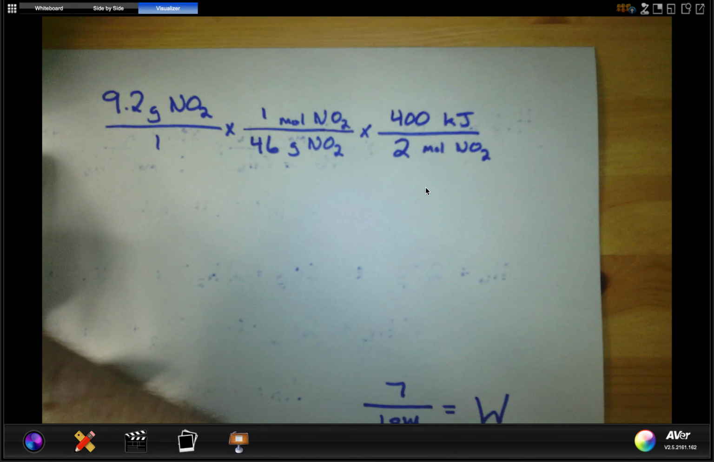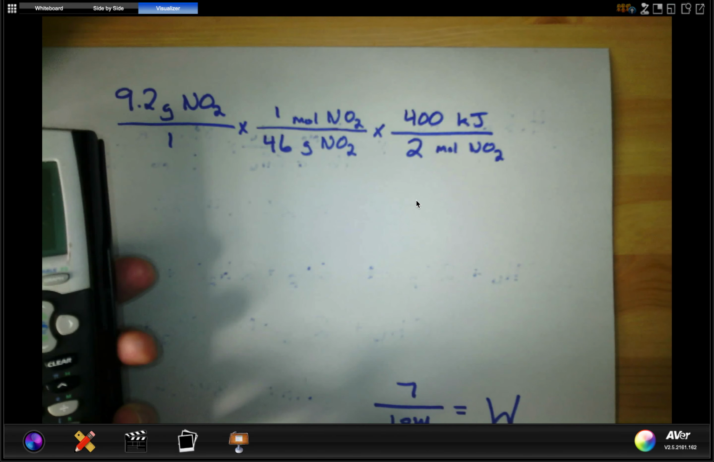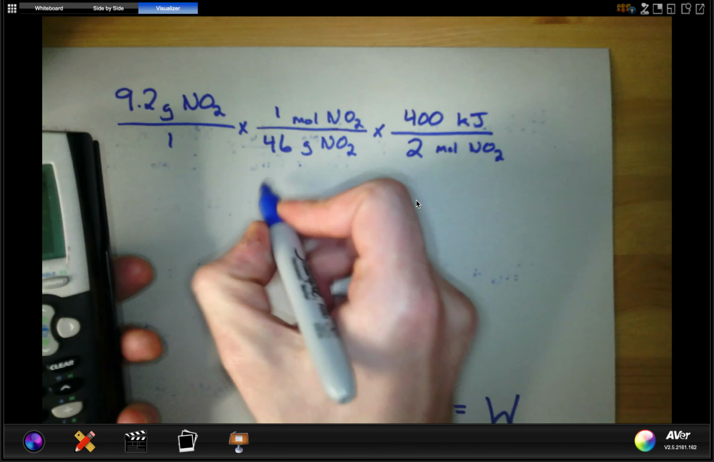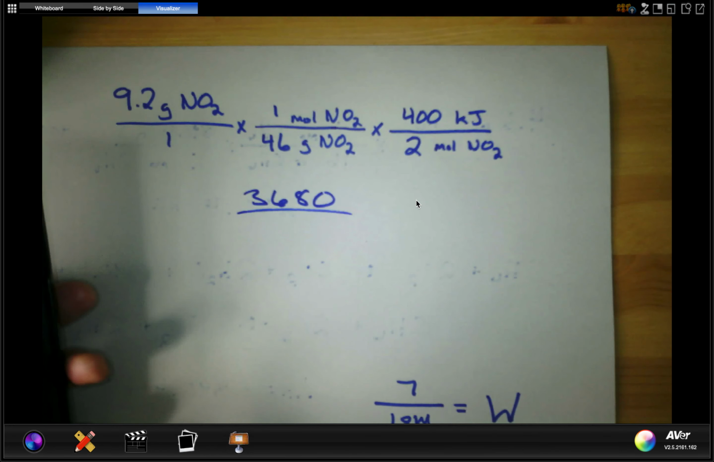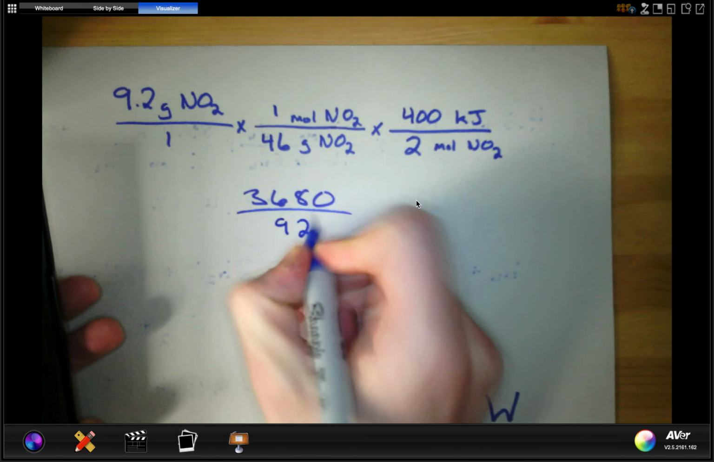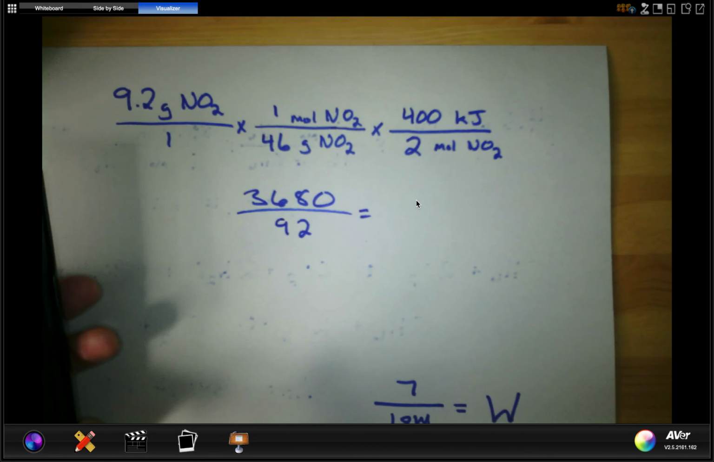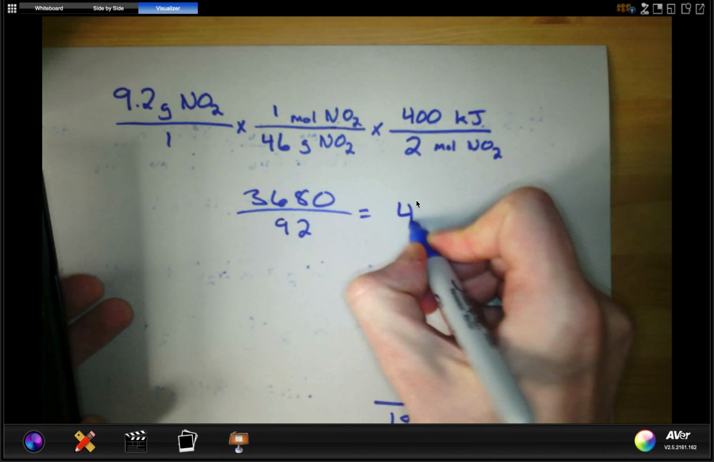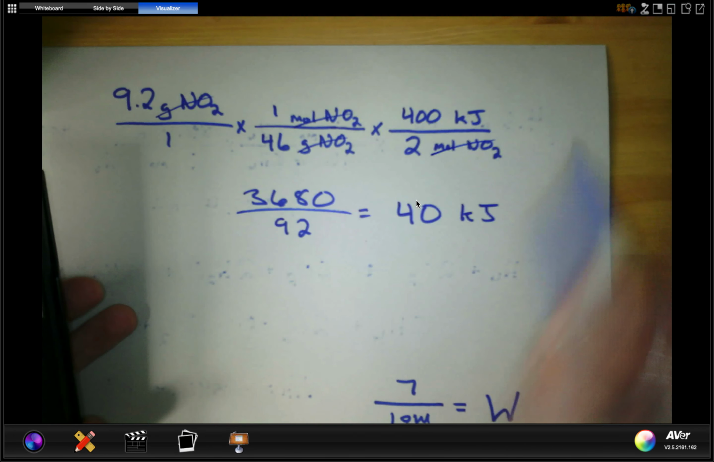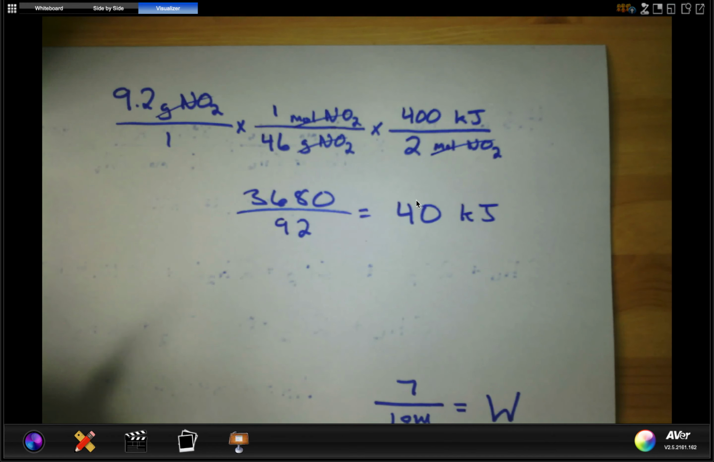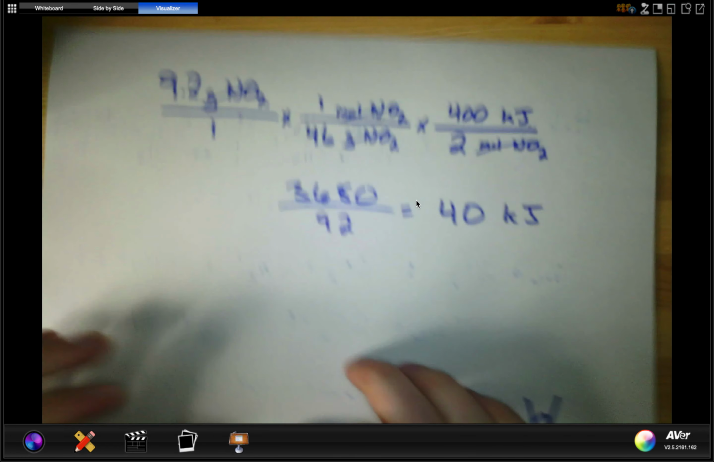All right? Cool. And now this is just the math part. We multiply everything across the top. We got 9.2 times 1 times 400. That gives us 3680. We're going to divide that by 46 times 2. That's 92. Right? Well, 1 times 46 times 2, 92. So I do 3680 divided by 92, and that gives me 40 kilojoules. Because if we look, those all cancel. We're left with kilojoules, so that's the unit of our answer. Okay? Definitely feel free to replay these. Some new math going on here.